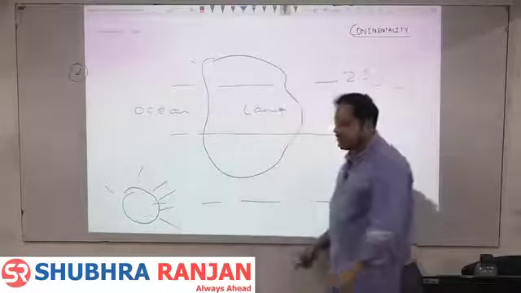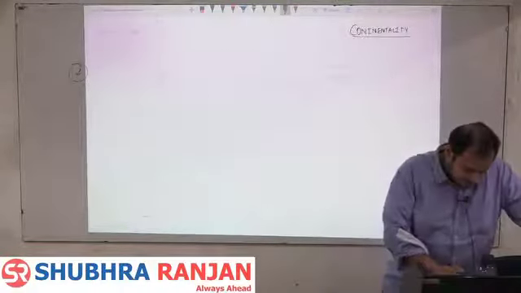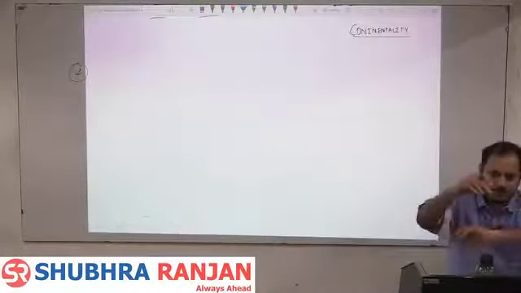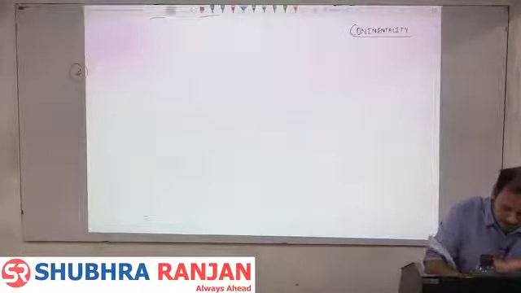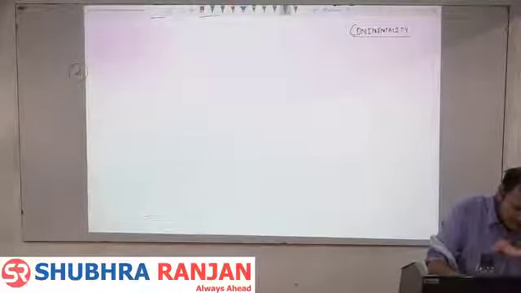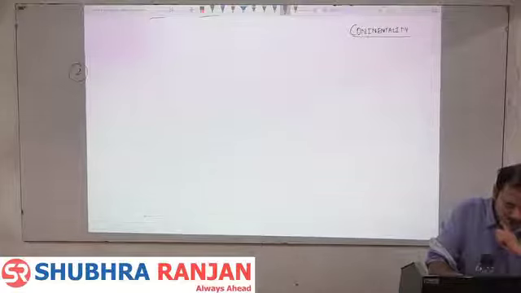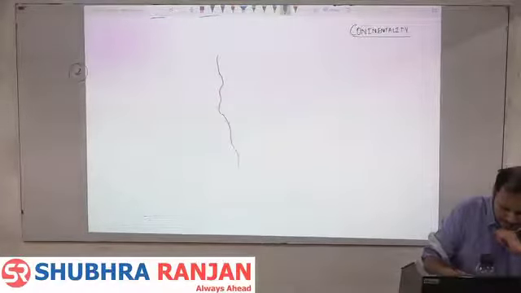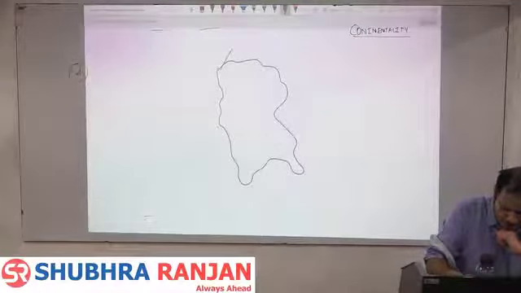Fine. So next, the thermal anomalies are basically caused due to the distribution pattern of land and water.